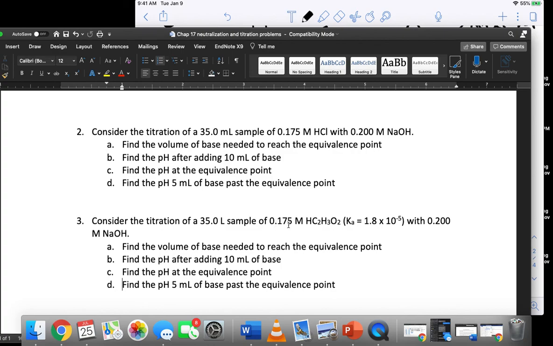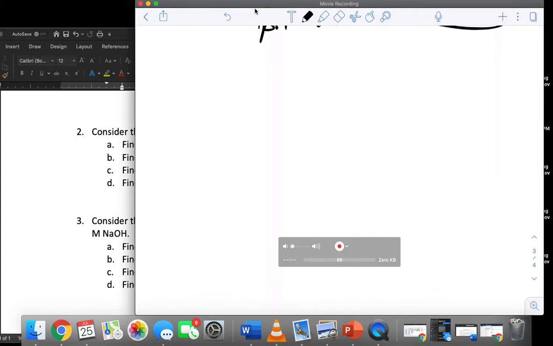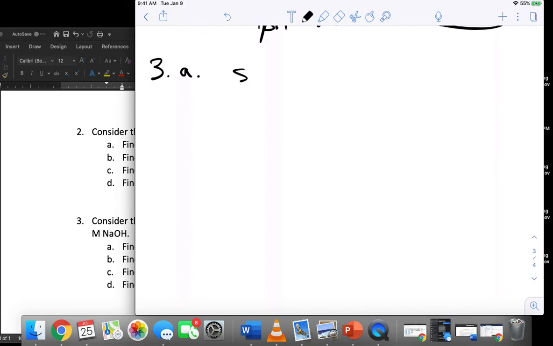So this is acetic acid that's 0.175 molar. I'm going to have a Ka value for it that they give us. So the volume of the base needed to reach the equivalence point. Remember what our first question was. Does it matter that we have a weak or a strong acid to get to the equivalence point? No, it doesn't. So for question 3, A is going to be the same answer that we had previously. On my whiteboard page here, for question 3, part A, I'm going to say same as 2A, which was that we figured out that it took 30.7 milliliters of NaOH to get to the equivalence point.